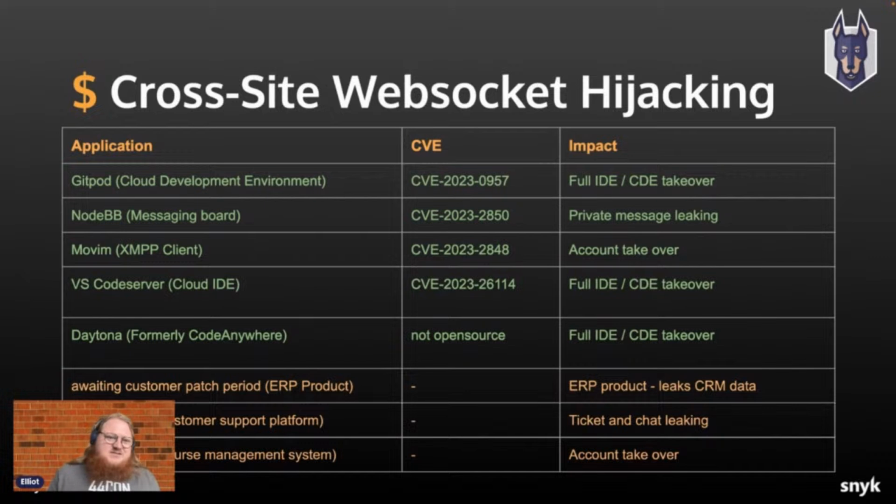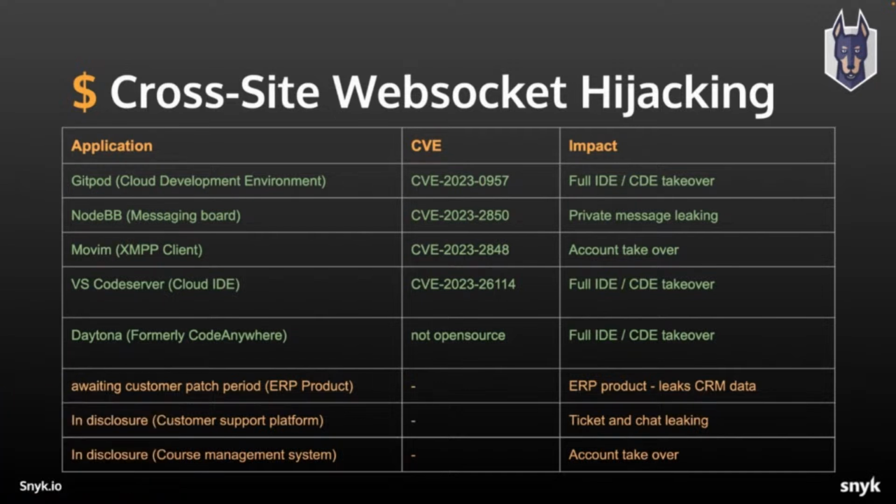A couple of other examples: we had some XMPP client, NodeBB, which is a popular node-based messaging board, and then some other things like an ERP product, a ticketing system, and a course management system. And these ones are still in disclosure, so we can't go into the details of what these are, but we'll probably have another blog post following up once these have been fixed and disclosed.